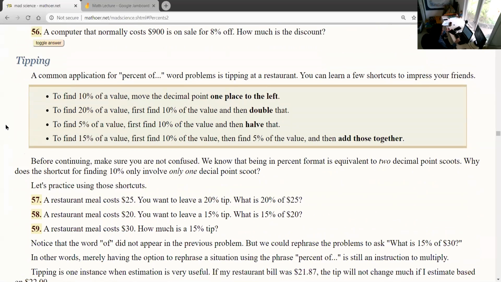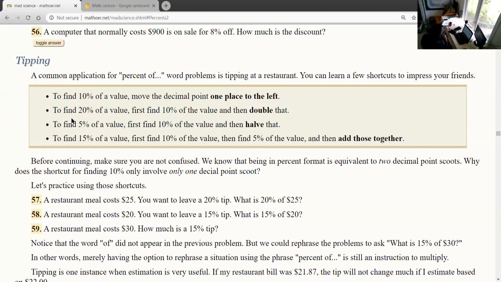Okay, here's something that's more practical. When you're tipping, then you often would tip either 10 or 15 or 20% of a value. So then let's figure out how to do that quickly. To find 10% of a value, I can just scoot the decimal point once to the left. Right? We know that 1/10 of something is one scoot to the left. You've done lots of decimal point scoots.